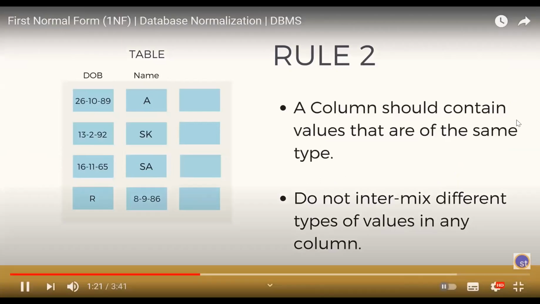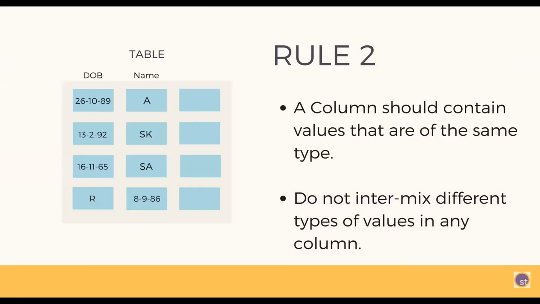Rule number 2. This is more of a common sense rule. In each column, the values stored must be of the same kind. For example, if you name a column date of birth to save dates of birth of a set of people, then you must not save names of some of them in that column along with dates of birth of others. It should hold only date of birth for all the entries or rows.